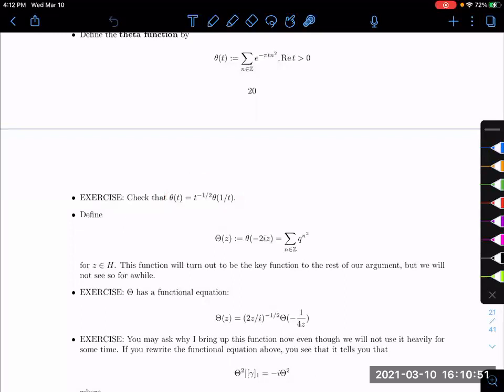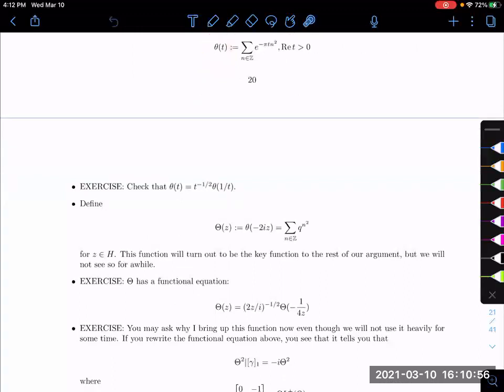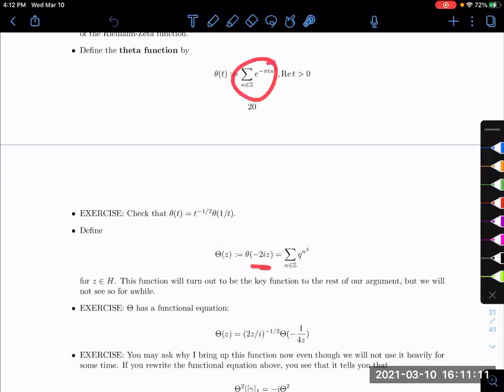And we don't care so much about this little theta function here. What we're going to end up caring about big time in the future is this big function that I call big theta. So you're going to define big theta of z to be little theta of negative 2iz. And why this negative 2iz? Well, if you plug that in here for t, you end up with a really nice succinct expression, the sum over the integers of q to the n squared, where q is our usual variable from last time, e to the 2 pi i z. Okay. And z is in the upper half plane.